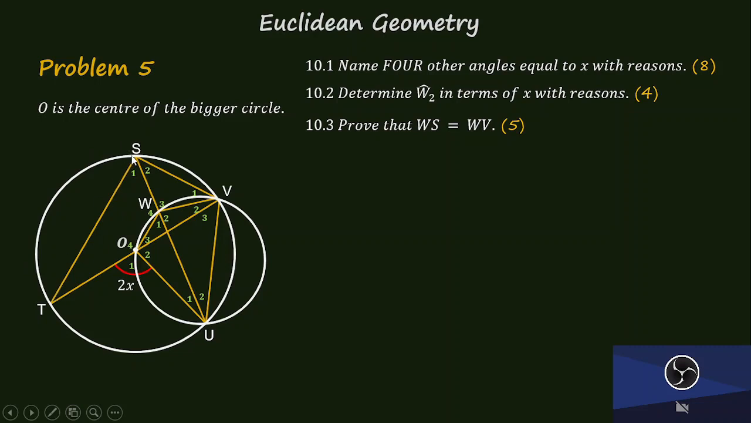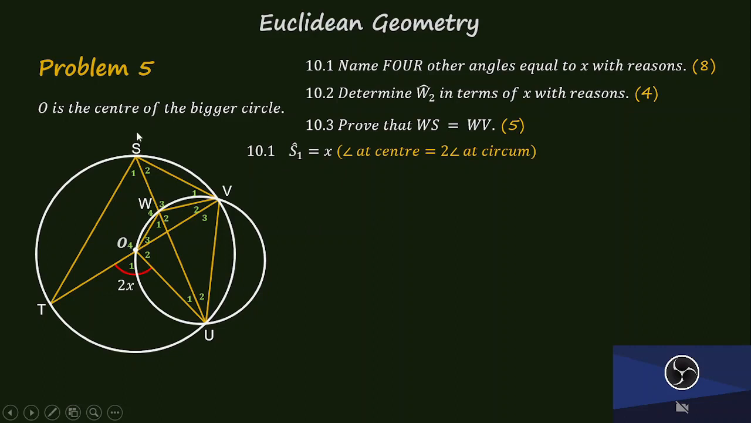If you look at this STOU, this is theorem number 3. The angle at the center is twice the angle at the circumference. So S1 will be half of 2x. So S1 will be x.